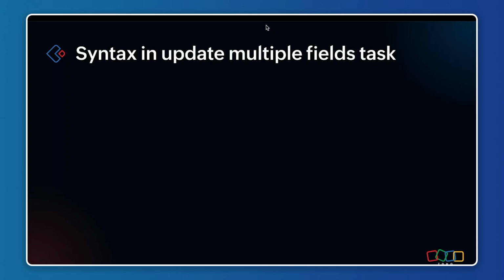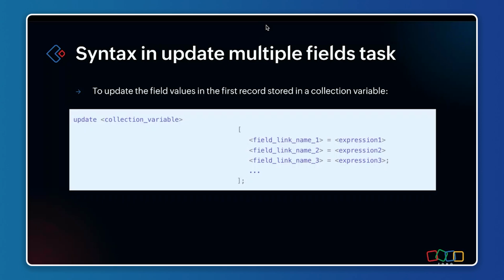Now let's look at the syntax in the update multiple field task. If you wanted to update the field values in just the first record, let's say you have a list of records stored in the collection variable, and you just wanted to update the first field value, then this is how the syntax would look. Update collection variable, field link name is equal to expression, and it has to end with a semicolon, and you're closing with a square bracket.